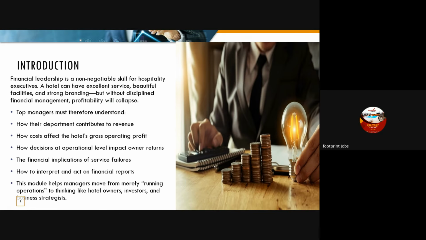Those are the things you must be able to understand: how to interpret and act on financial reports. So let's look at gross profit first.